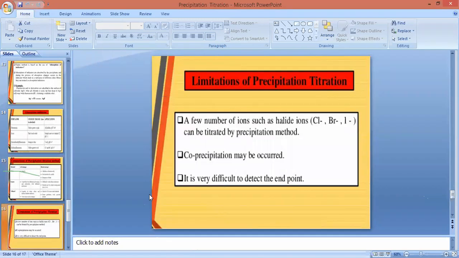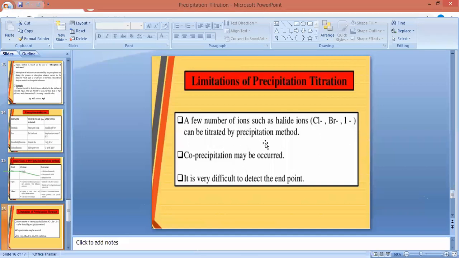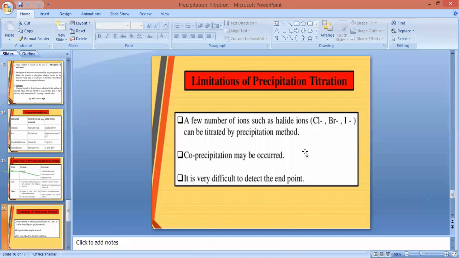Last is the limitation of precipitation titration. A few ions, such as halide ions, that is chlorine, bromine, or iodine, can be titrated by precipitation titration. Other halide ions cannot be determined by precipitation type of titration. Only these three can be determined.